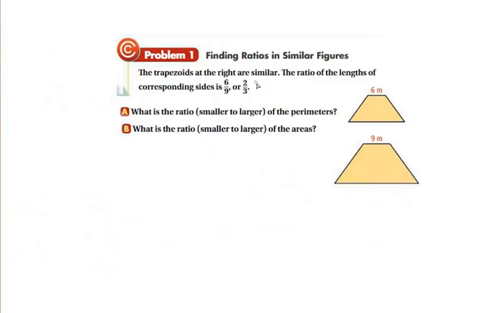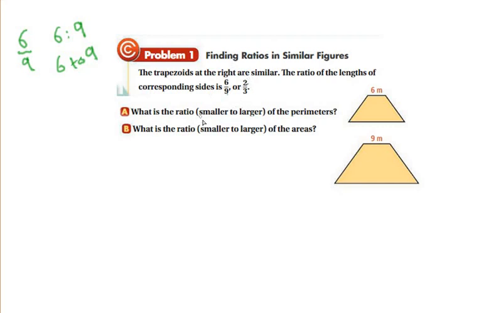The trapezoids at the right are similar. The ratio of the lengths of corresponding sides is 6 to 9 or 2 to 3. By the way, you can represent the ratio in different ways. You can represent it as a division, as 6 to 9, or just write it simply as 6 to 9. Okay. If we simplify it, it's 2 over 3.